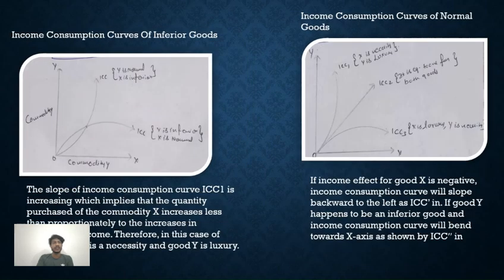Now next is the income consumption curve of normal goods. Here is its graphical representation. The slope of the income consumption curve is increasing, which implies that the quantity purchased increases. Now next is the income consumption curve of inferior goods. Here is its graphical representation and its description. If income effect for good X is negative, the income consumption curve will slope backward to the left as ICC. If good Y happens to be an inferior good, the income consumption curve will bend toward the Y axis.